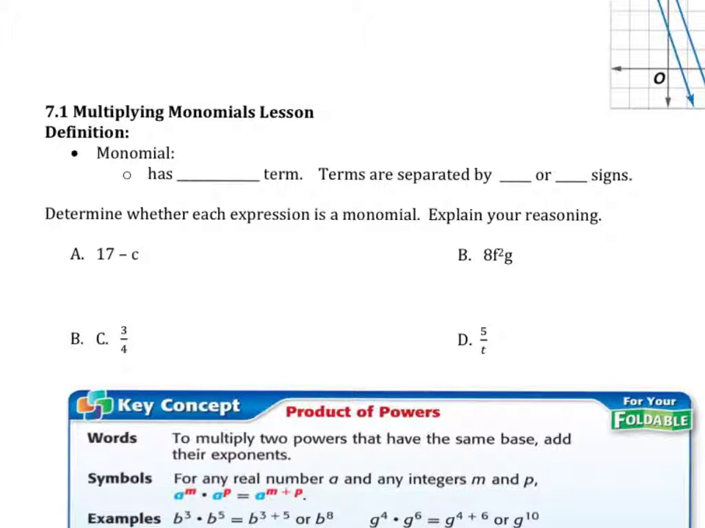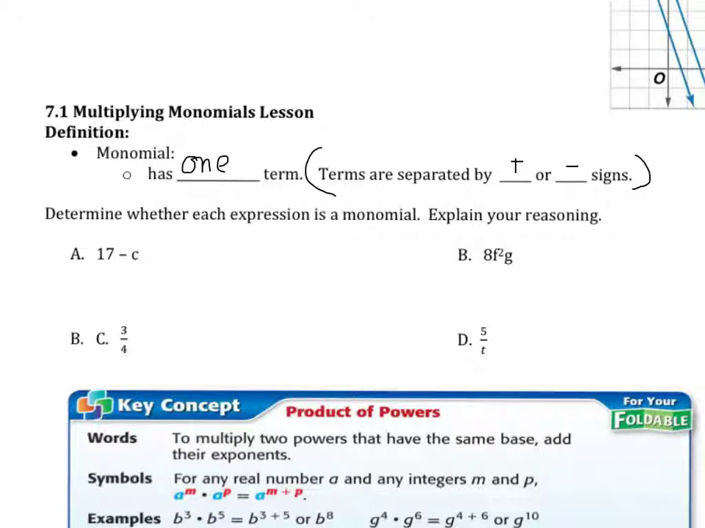We're going to talk about a monomial. So what is a monomial? Well, it can be a number, a variable, or the product of a variable or a number, or multiple variables and numbers, okay? But the main thing to remember is that a monomial has one term. And some of you may be thinking, well, what in the world's a term? A term is anything that we have in our equation that is separated by a plus or a minus sign.